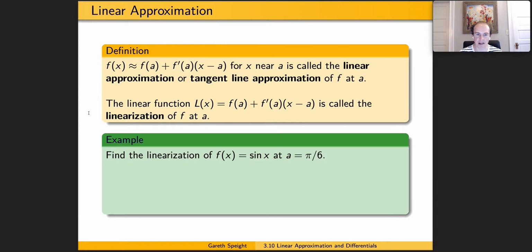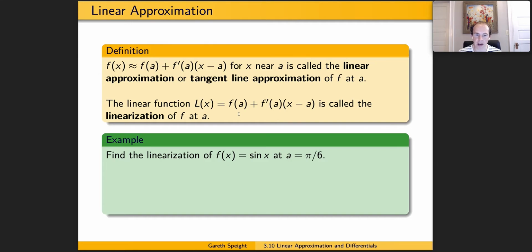Okay, so let's do some examples. So let's first find the linearization of f of x equals sine x at a equals pi over 6. So all we have to do is use the definition of linearization, right? We're told what is f, we're told what is a. We just have to compute the unknowns and substitute them to get our linearization. So the linearization is supposed to be f of a plus f prime of a times x minus a.